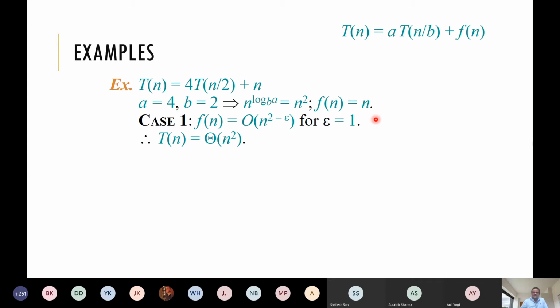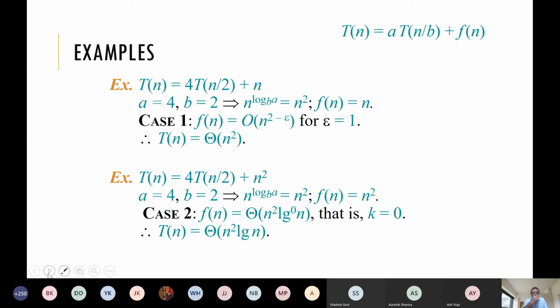So which case does this come under? Who is dominating? n square is dominating. So you can straight away go for the solution if you don't like this epsilon business. Because n square is polynomially faster than the n term, with epsilon equal to 1, you can straight away write that the solution is order of n square, because this is the dominating cost.